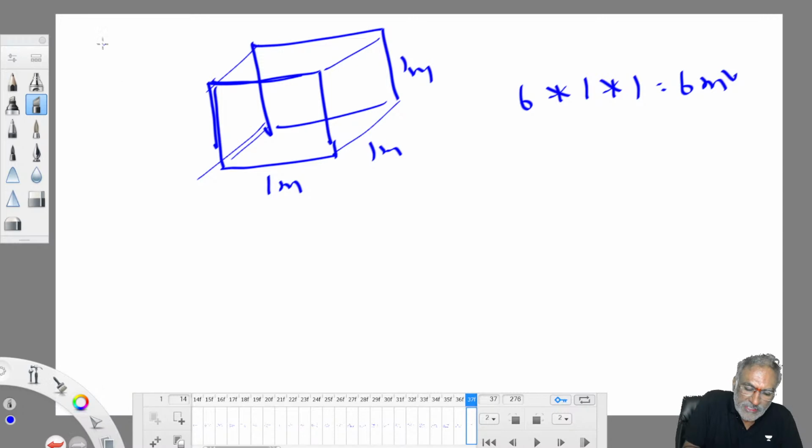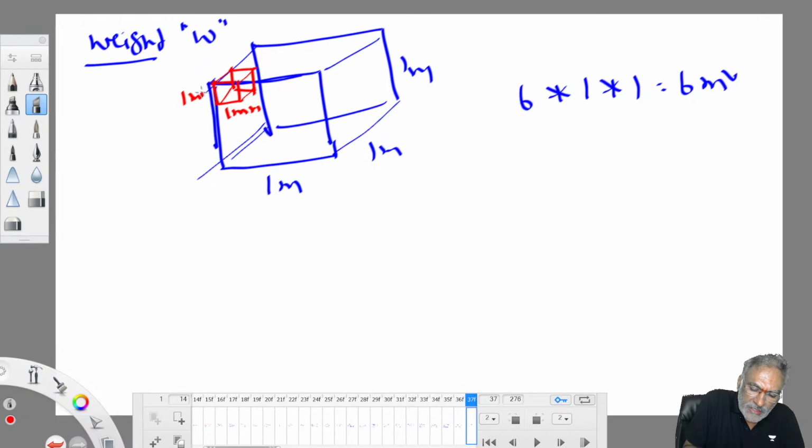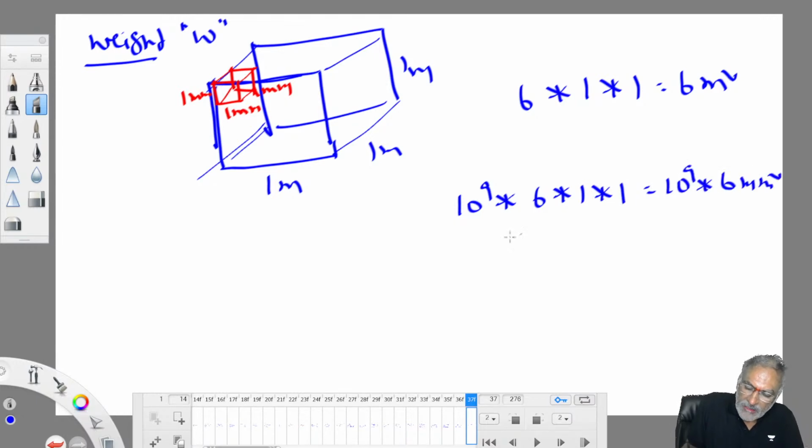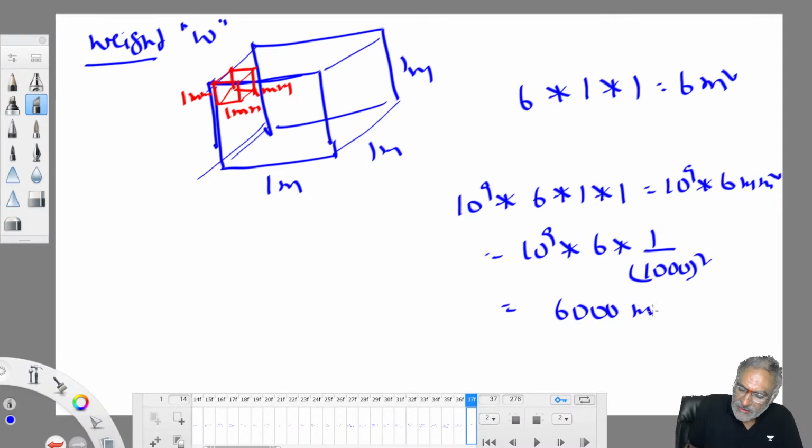Say this cube has a certain weight W. If you cut this same W weight cube into small pieces, how much surface area do all these pieces possess? Take 1 mm by 1 mm by 1 mm cubes. How many pieces will you get? 10 power 9 pieces. Each one is 6 into 1 mm by 1 mm, so it is 10 power 9 into 6 mm square. How do you convert mm square into meter square? By 1000 square. So the surface area increases to 6000 meter square.